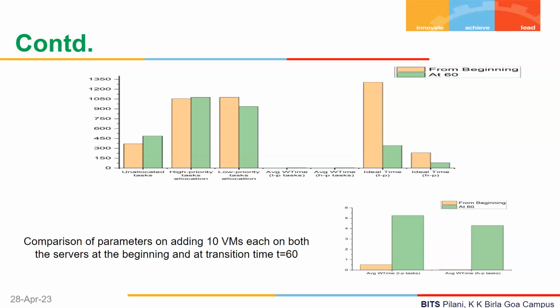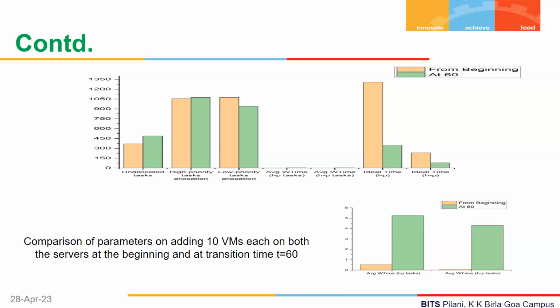Now the problem was, where should those 10 resources be added? Whether they should be added at the beginning of the task allocation process, or at 60, the transition point. We wanted to check that. So we did both: we added at 60 and we added at the beginning. Ultimately the cost for the resources would be the same, whether we hire them at 60 or at the beginning, right?